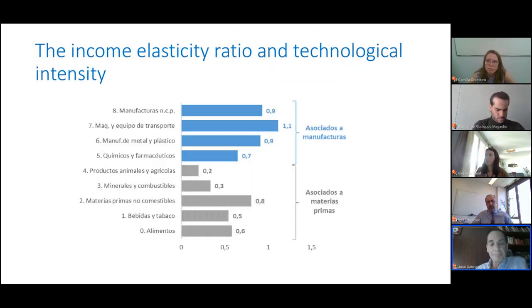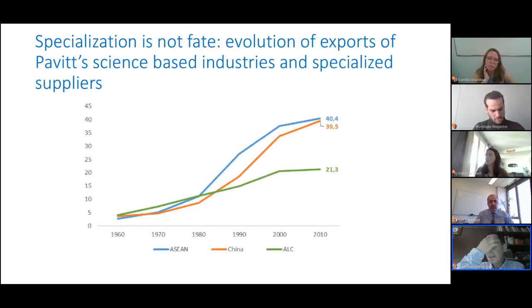This is just a graph showing that high-tech sectors tend to show a higher income elasticity of exports. And this graph shows how the specialization in high-tech sectors changed in different regions and countries. Why do I think this graph is so important? Because it shows that specialization is not fate. Specialization can be changed, and can be changed by policies, in particular industrial and technological policies.